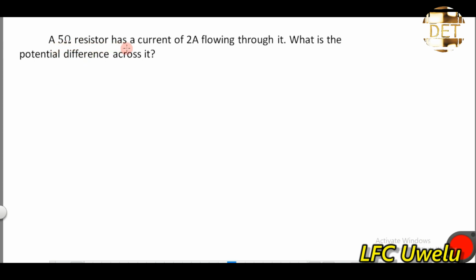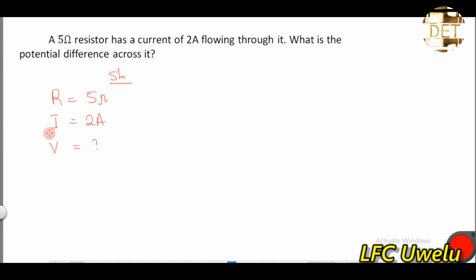A 5 ohm resistor has a current of 2 ampere flowing through it. What is the potential difference across it? A 5 ohm resistor, what does that tell you? It tells you that the resistance is equal to 5 ohms. It has a current of 2 ampere flowing through it, so the current I is equal to 2 ampere. What is the potential difference across it? So what we're looking for here is the potential difference, which is measured in volts.